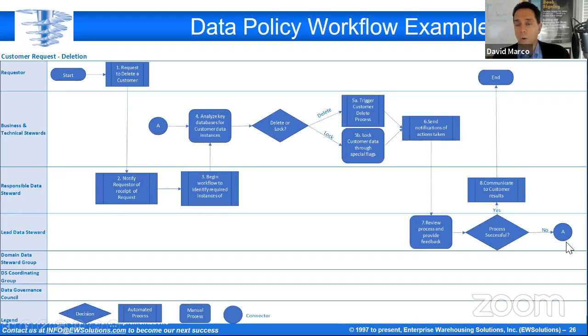If it's no, then you go to the connector A, which goes back to the upper left-hand side, which goes back to number 4. And we're going to go through the process again. If it was done right, now notice the lead steward is verifying it. So the people doing the work are not the one verifying it was correct. It's a great check and balance.